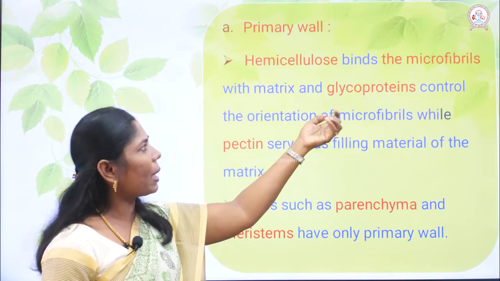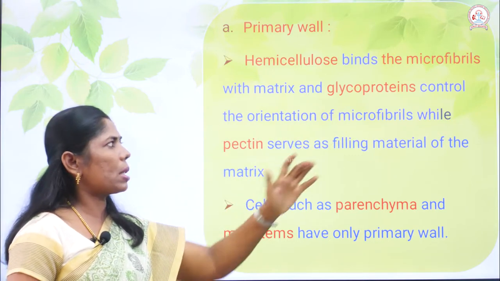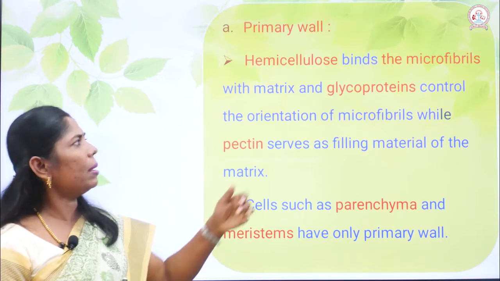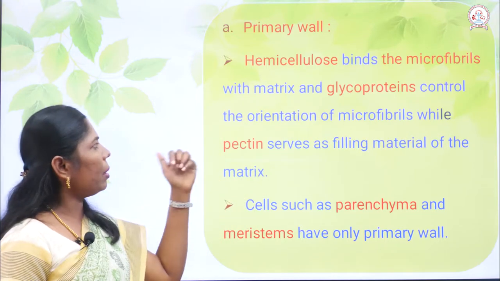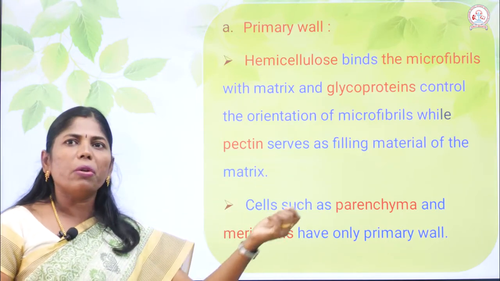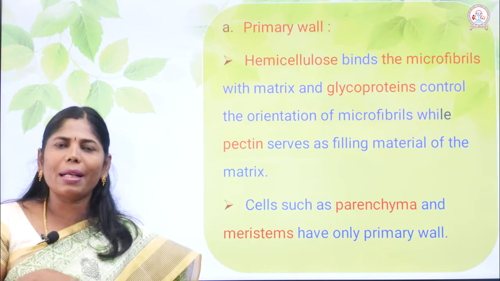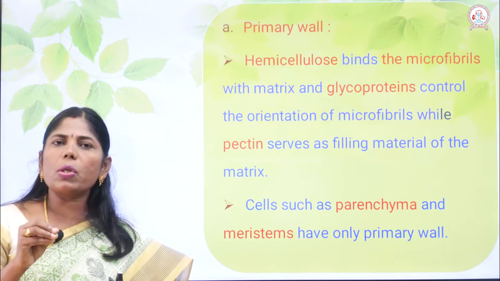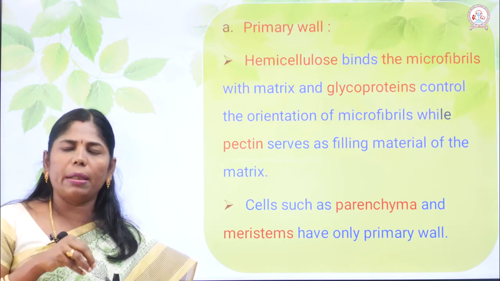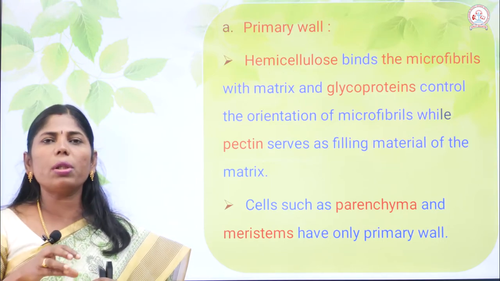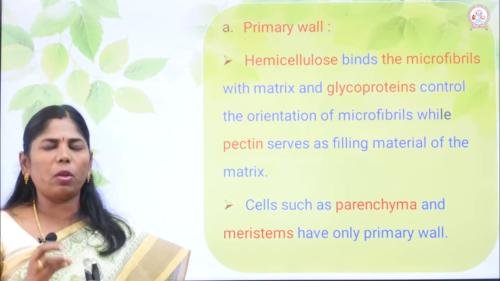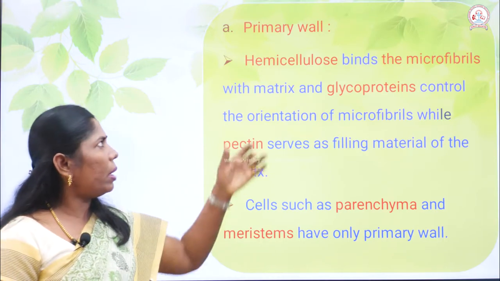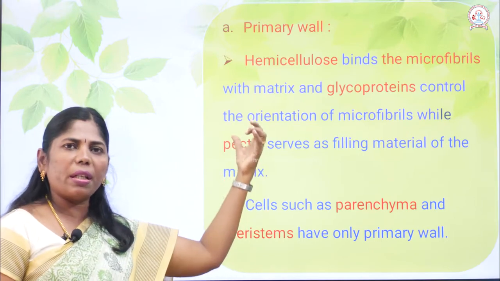Okay, and another one is glycoprotein, which controls the orientation of the microfibril, the formation of it. That is the glycoproteins. And another one is pectin, which is used for filling the material of the matrix. So the gel-like substance inside the matrix is filled by pectin. So hemicellulose binds with the microfibril. Glycoproteins control the orientation of the microfibril, how the formation should be. So the three cell wall materials have different roles.